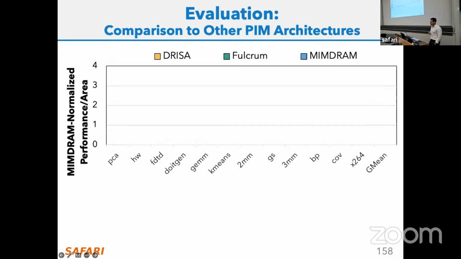We also compare MIMDRAM to two other processing in-memory architectures. The DRISA architecture, this paper was published in exactly the same year that Ambit was published, in exactly the same conference, in the same session. And they do the same thing in different ways.